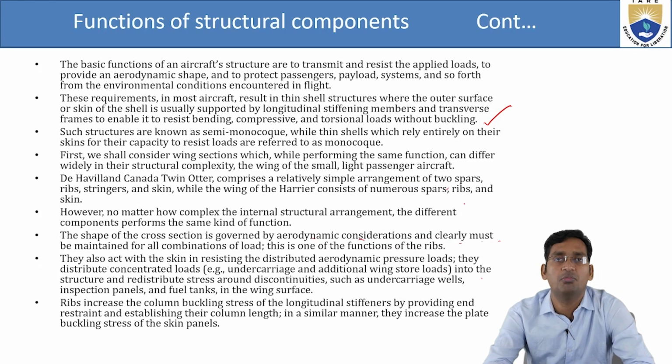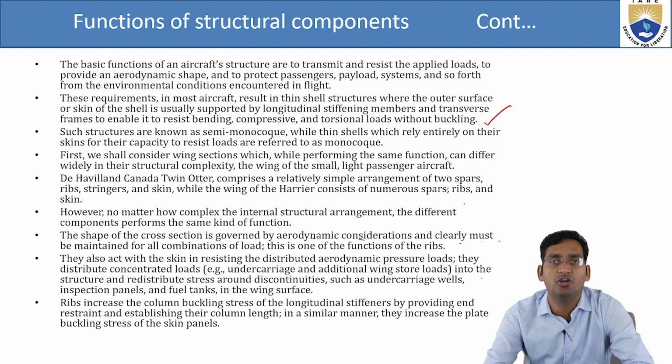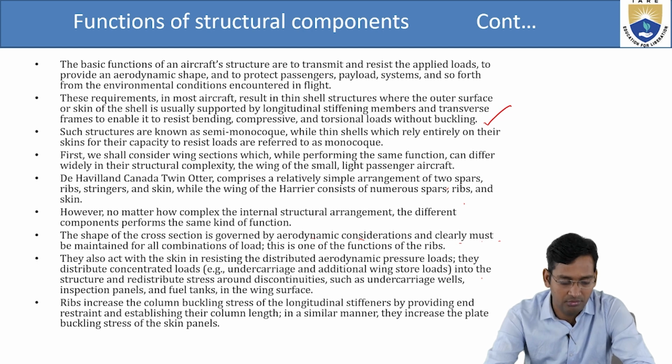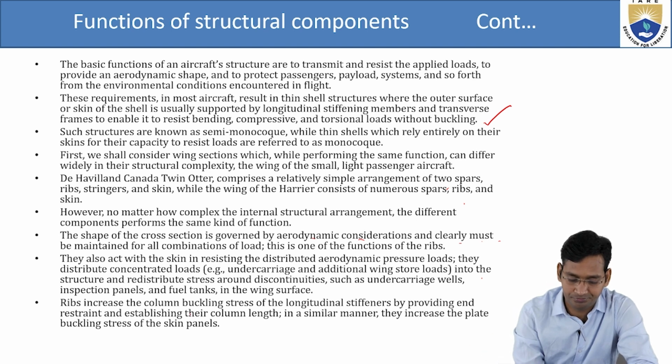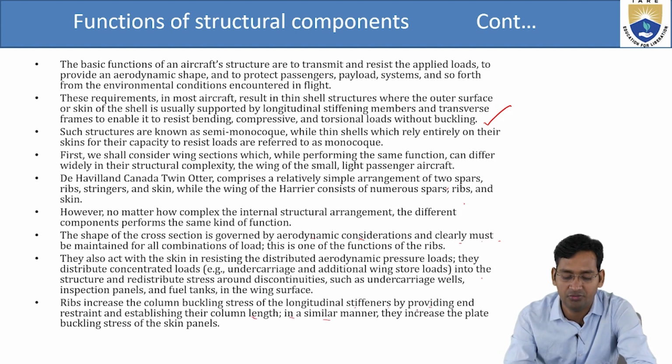Ribs increase the column buckling stress of the longitudinal stiffeners by providing end restraint and establishing their column length. In a similar manner they increase the plate buckling stress of the skin panel.